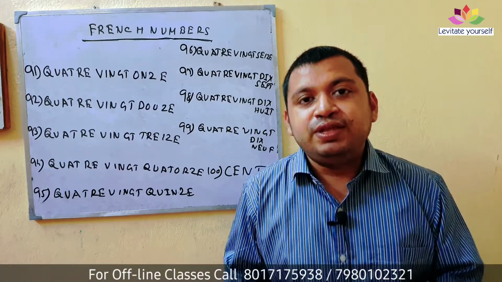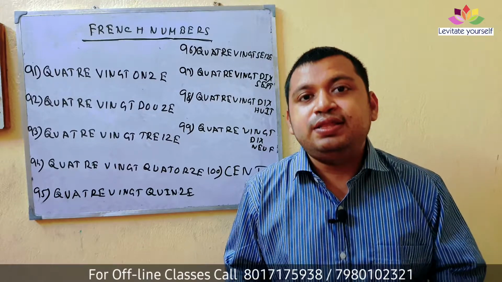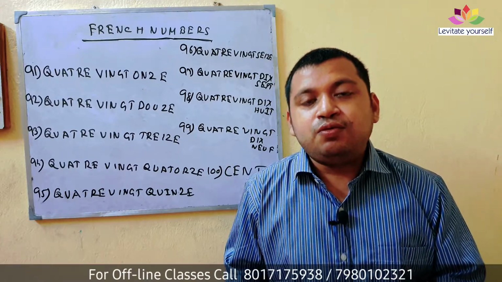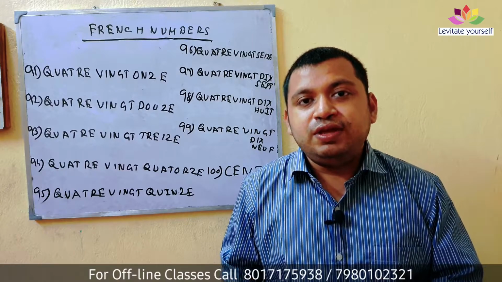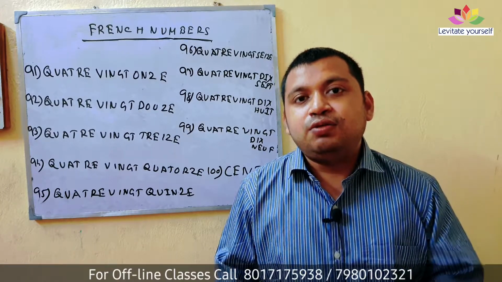Number 93 is quatre vingt treize. Number 94 is quatre vingt quatorze.